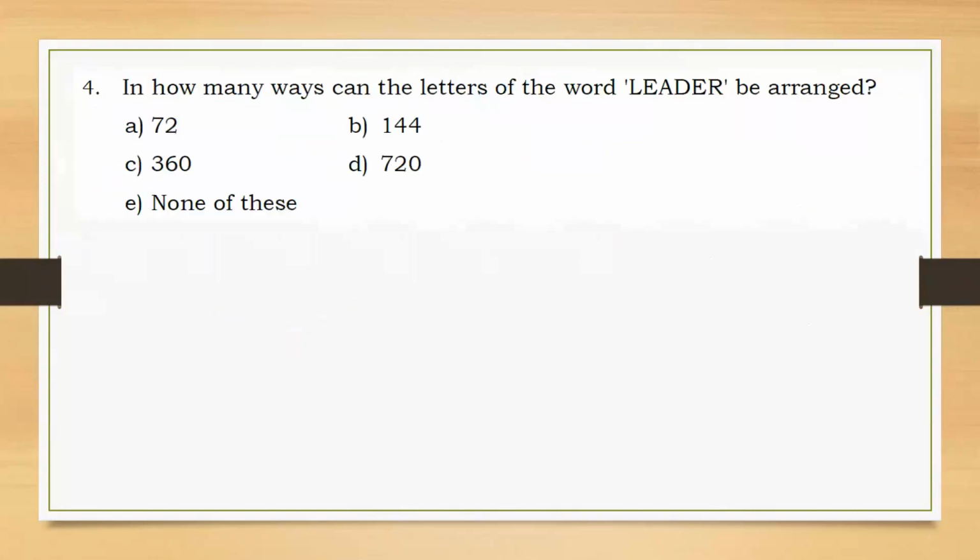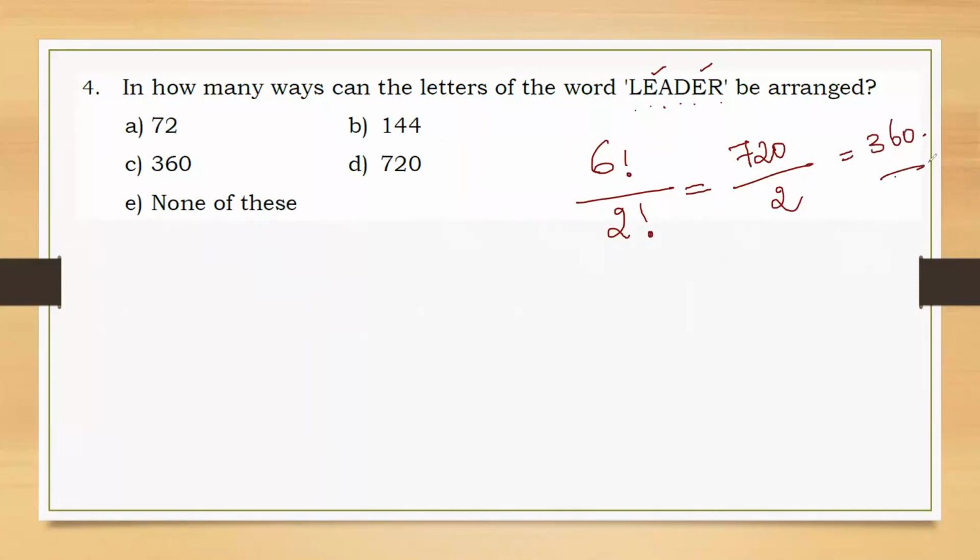Okay, done. So now LEADER to be arranged. There's no condition. So 1, 2, 3, 4, 5, 6. So 6 factorial, divided by E repeated 2 times, so by 2 factorial. So 6 factorial value is 720 by 2. You will get 360. Yes, good. Option is C. That's perfect.